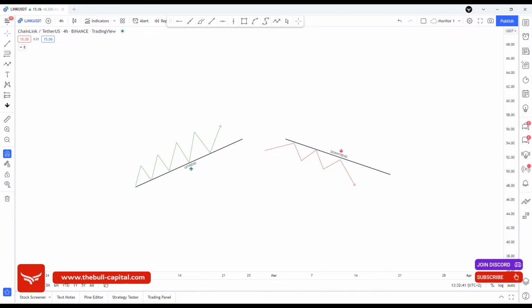Same as levels, if you remember, okay? We have stronger levels and weaker levels. Same here, we're gonna have stronger trends and weaker trends.